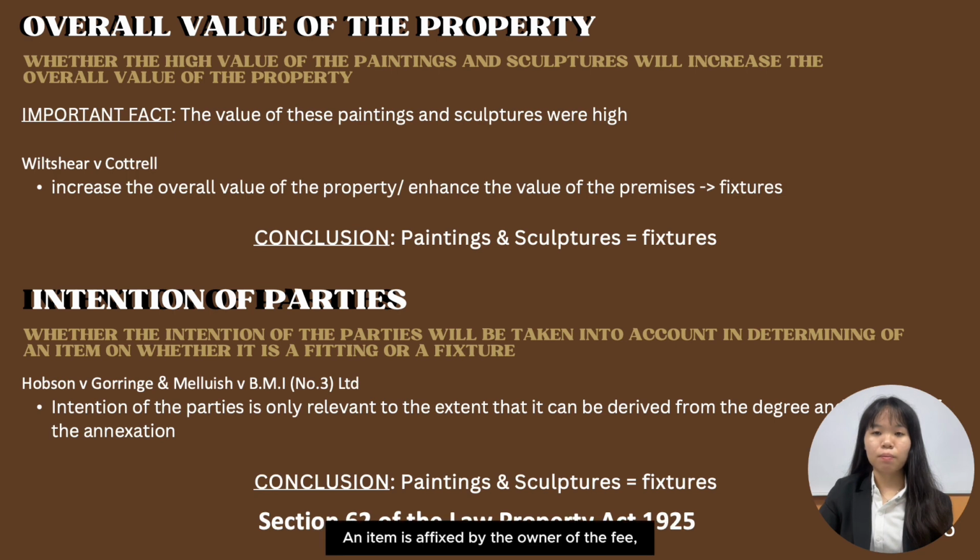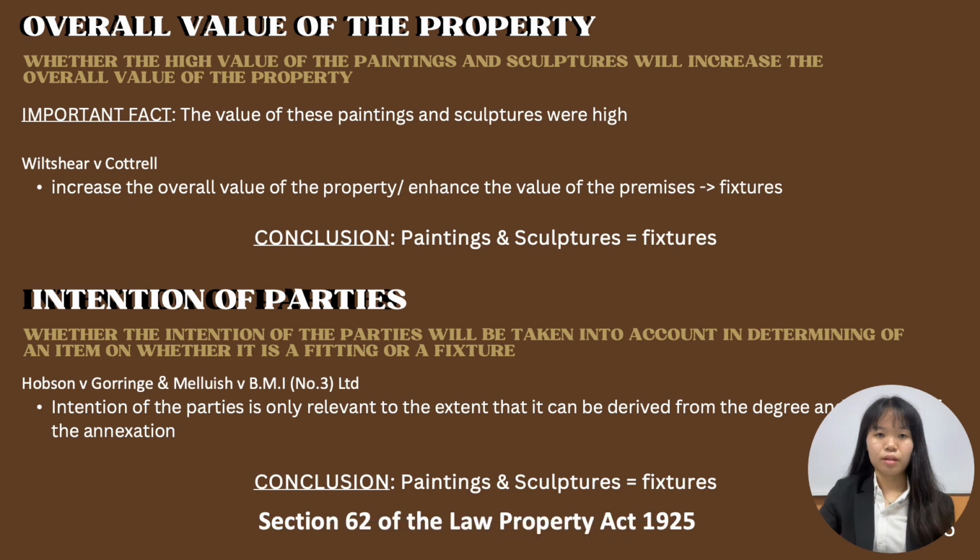Where an item is affixed by the owner of the fee, though only affixed by bolts and screws, it is to be considered as part of the land. At all events, where the object of setting up the items is to enhance the value of the premises to which it is annexed for the purpose to which those premises are applied. This principle is conveyed in the case of Wilshire and Cottrell. Therefore, applied to the present case, both paintings and sculptures are fixtures because the value of these paintings and sculptures were high, and they increase the value of the property by making the property Victorian-era style. Lastly, the fourth issue is related to the intention of the parties.